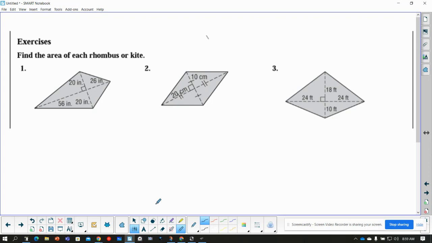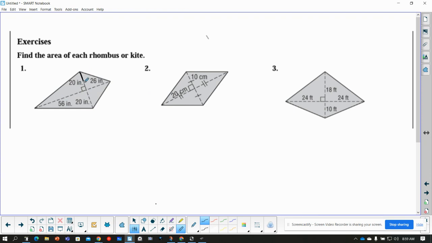All right, so we're going to try the exercises, finding the area of each of these, either the rhombus or the kite. This first one, do you know what it is? Is it a rhombus or a kite? It's a kite. All right, so let's see here. So we've got, it's supposed to be diagonal 1 times diagonal 2.